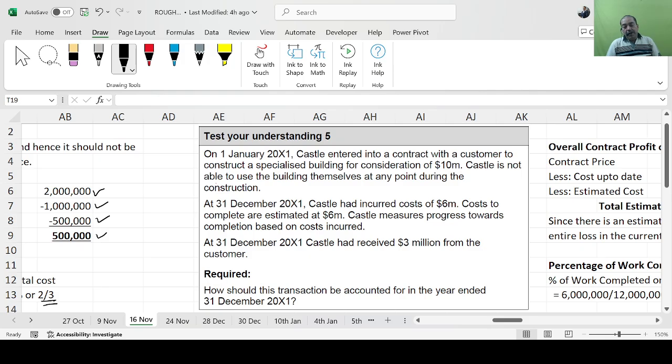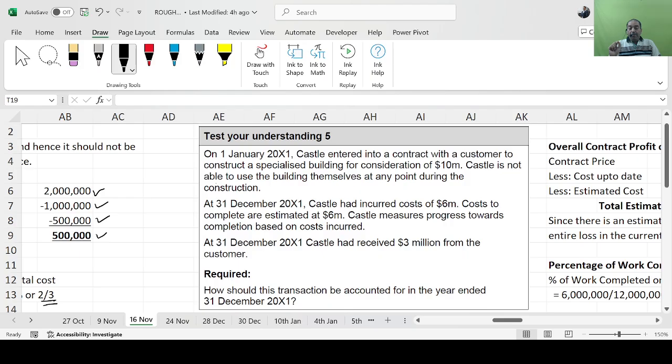Next one is test your understanding number 5. Similar question. On 1st January 20X1, Castle entered into a contract with a customer to construct a specialized building for a consideration of $10 million. That means you are having an asset to be constructed, you are having some particular building to be constructed, and the cost of construction is $10 million. Okay? Now, that is the contract price, total contract price.